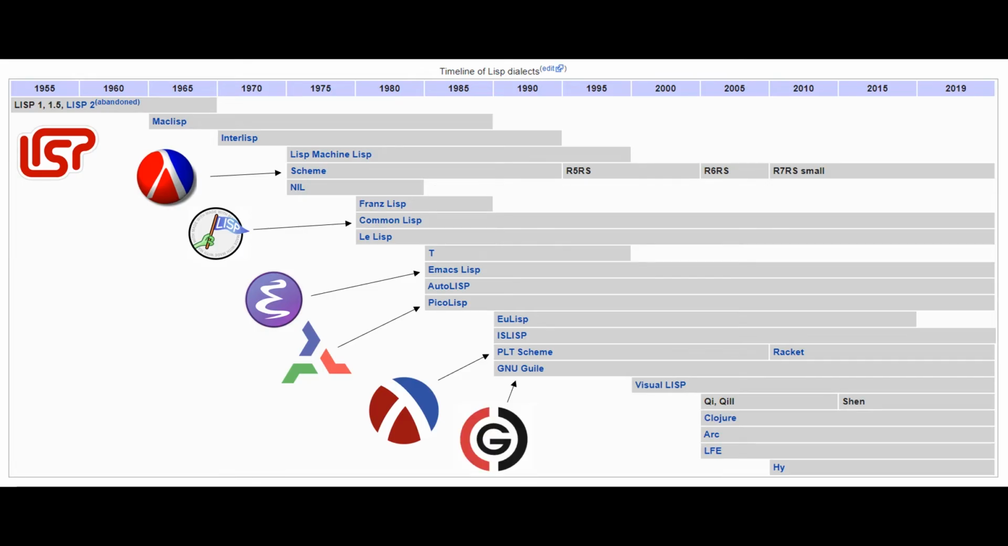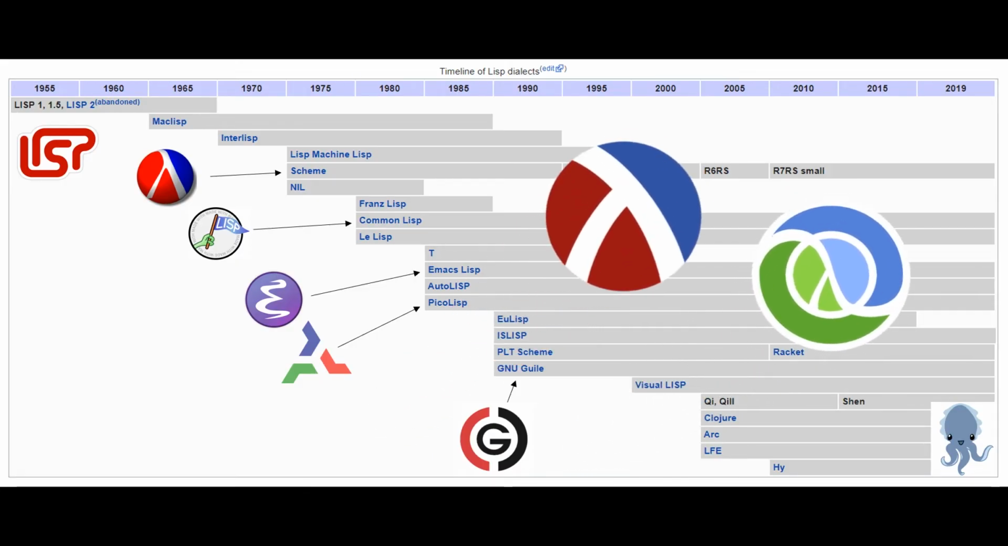Guile is a version of Scheme implemented by GNU, and Clojure is one of the more recent and popular dialects of Lisp. And also Hy. I'd never heard of it, but when I was doing my research, I found that it's basically a Python flavored Lisp. So it's a Lisp wrapper around the Python interpreter, which is neat.